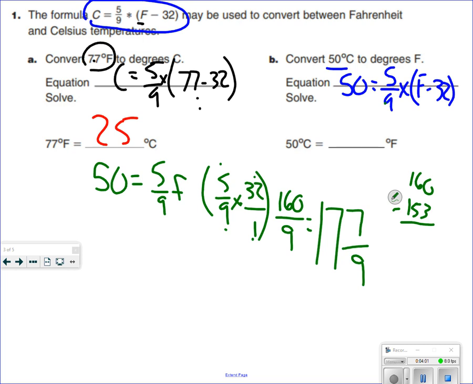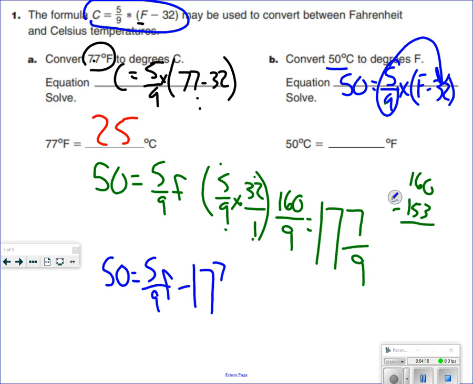Now keep watching, kids. I'm going to change colors just so you can hang in there with me. I have 50 equals 5 over 9 F. I don't think I've lost anybody yet. And then I'm multiplying this 5 over 9 times negative 32, which equals a negative 17 and 7 ninths. Okay? That's what I've done so far. Does the problem make sense so far?